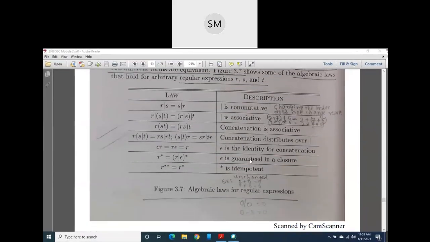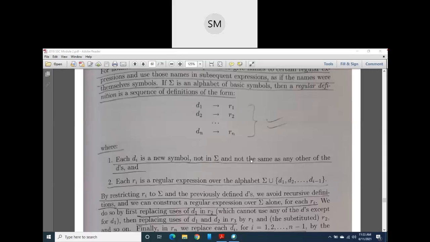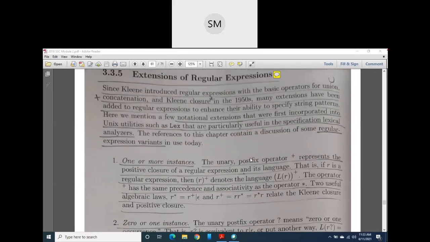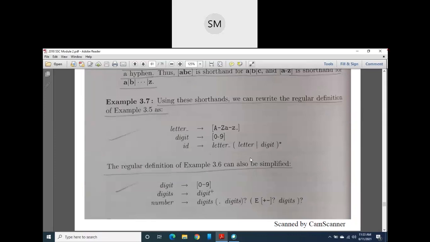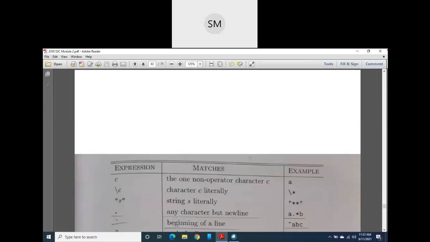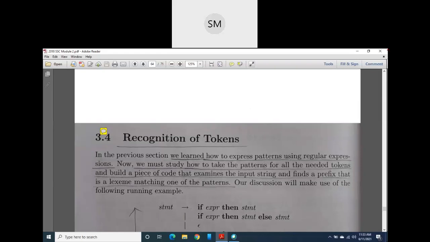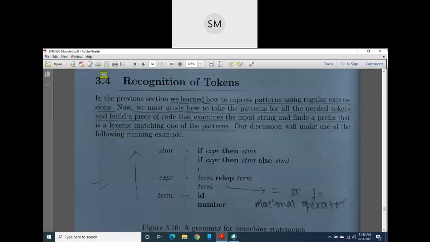Then we have seen extensions of these regular expressions. I think this much we have studied, and I had given some assignments also. Many of you have sent the assignments. Very good. Then today let me go to the next topic, that is recognition of tokens.